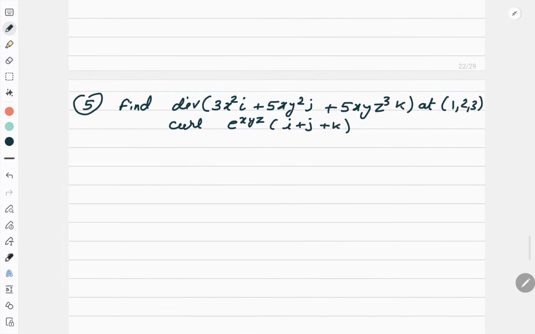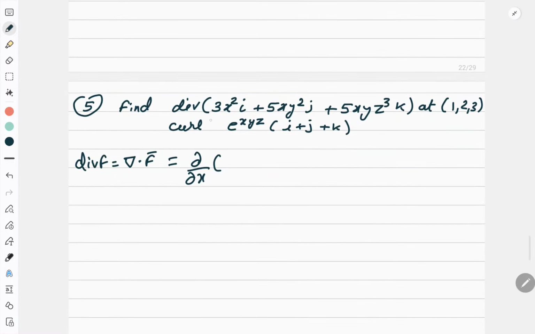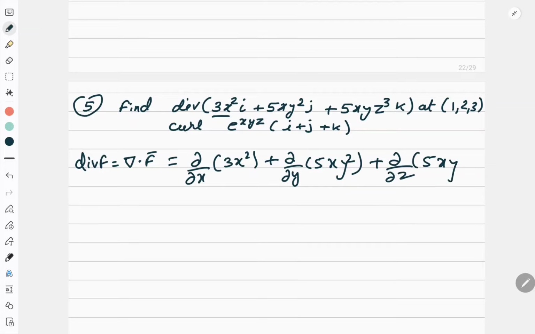Now look at this. Find the divergence of this function at (1, 2, 3). Simple. Divergence of f is equal to del dot f, which is equal to ∂/∂x of f1. What is f1? The coefficient of i. That is 3x². Plus ∂/∂y. You should write the formula also when you write the exam. Okay. 5xy² plus ∂/∂z of 5xy³. So the first term will give me 6x, then plus 10xy plus 15xyz².